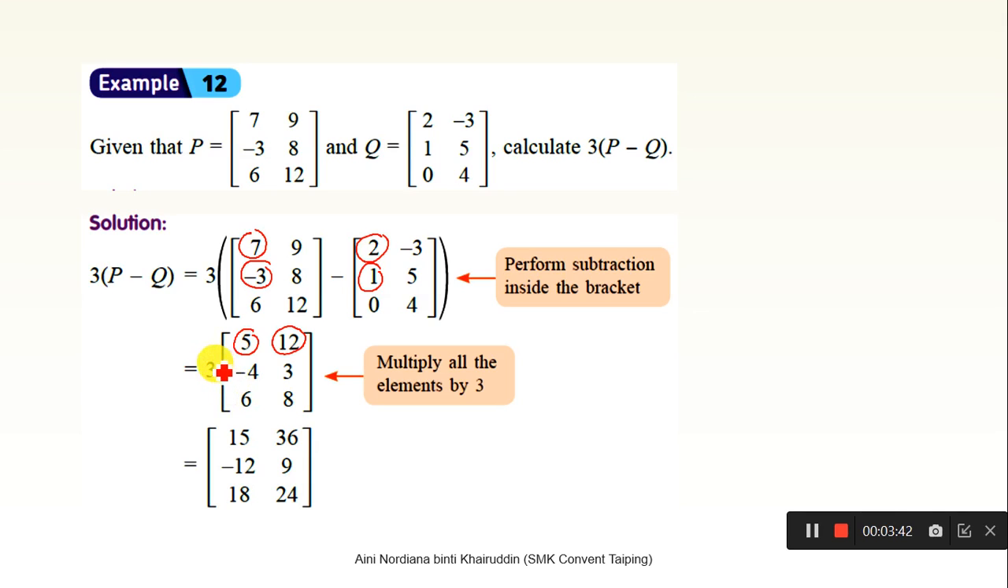Then we just multiply all the elements in this matrix with 3. So 3 times 5 is 15. 3 times 12 is 36. And this is the answer for the question.